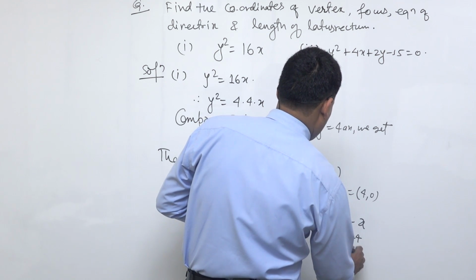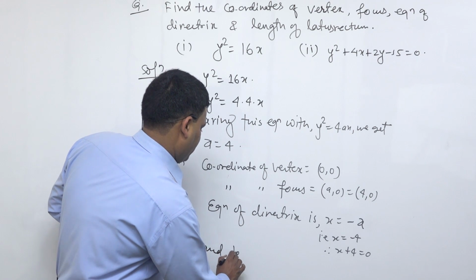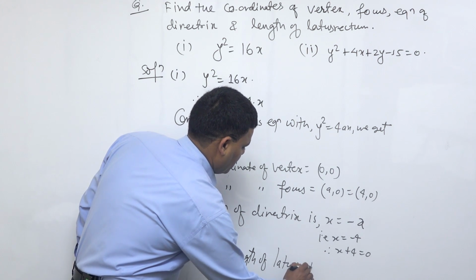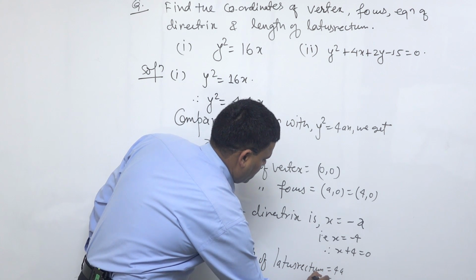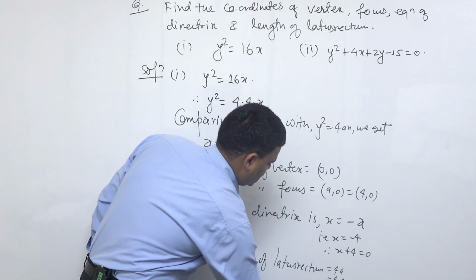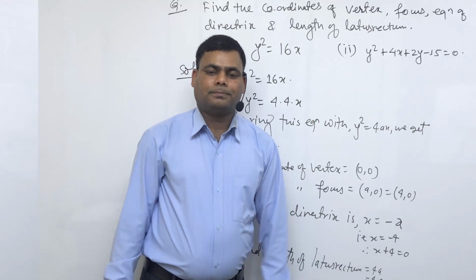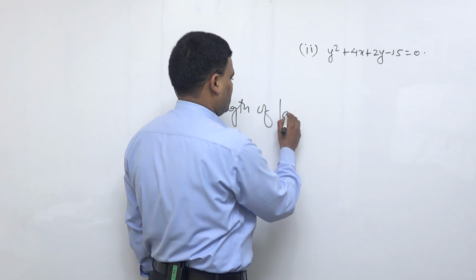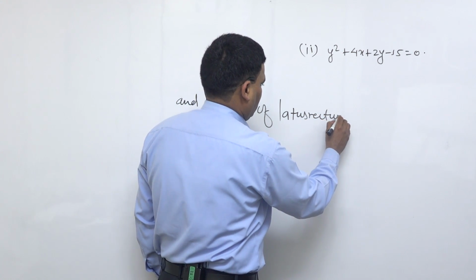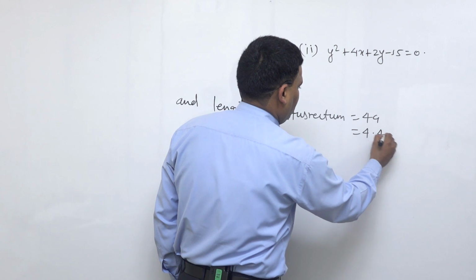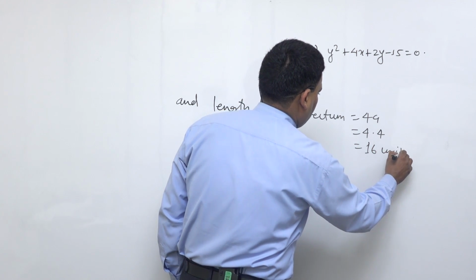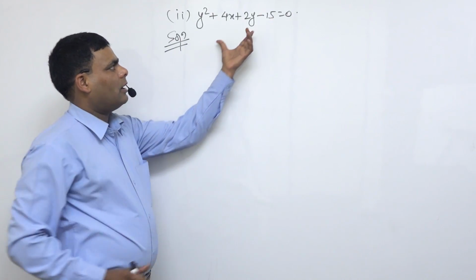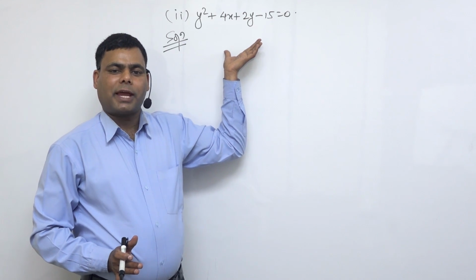Therefore x plus 4 equals to 0. Length of latus rectum equals to 4a equals to 4 into 4 equals to 16 units. This completes your solution. Solution of the other question is, first of all, we have to convert or reduce this equation into standard form.